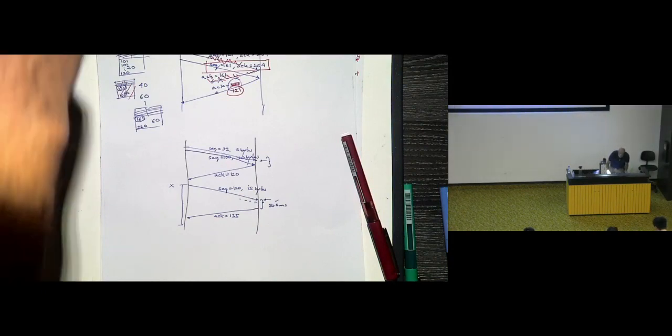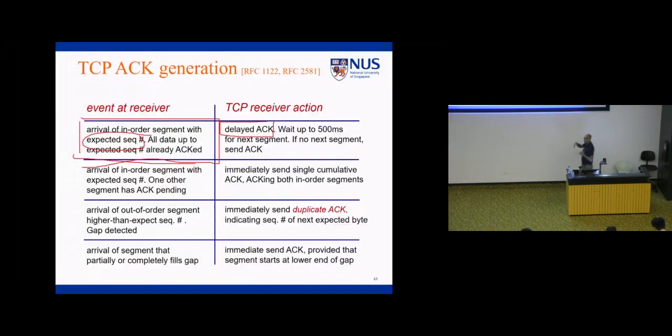So this is what the first one says: if you get a new packet and everything has been acknowledged so far, delay the acknowledgement. You can wait up to 500 milliseconds for the next packet. If there's no packet coming, reply anyway. So this is what is delayed acknowledgement in TCP, and this is what most TCP deployments out there will use.